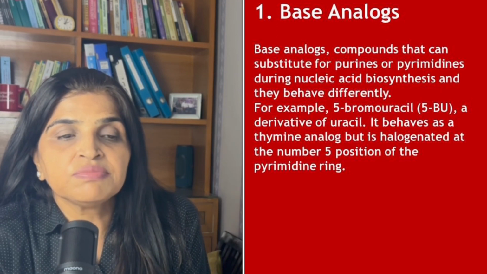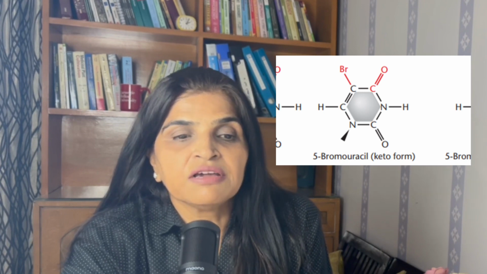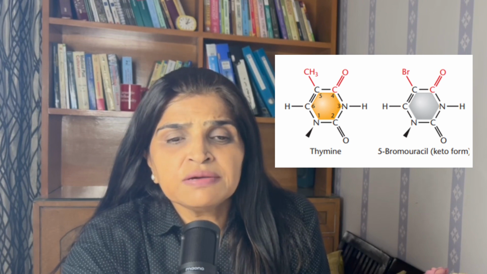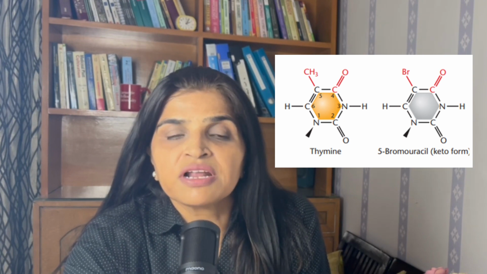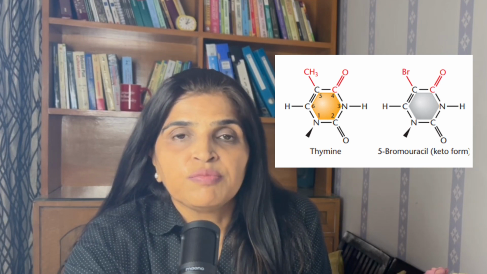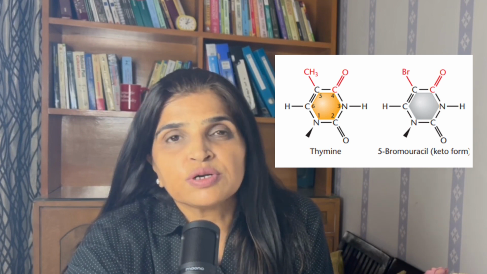So I cite one example, that is 5-bromouracil, and it is what? It's a derivative of uracil, but it behaves differently. Uracil normally binds to adenine, but if we add 5-bromouracil, it will behave as thymine, because it is halogenated at the number 5 position of the pyrimidine. After the addition of the bromo group, it becomes very prone to tautomerism.